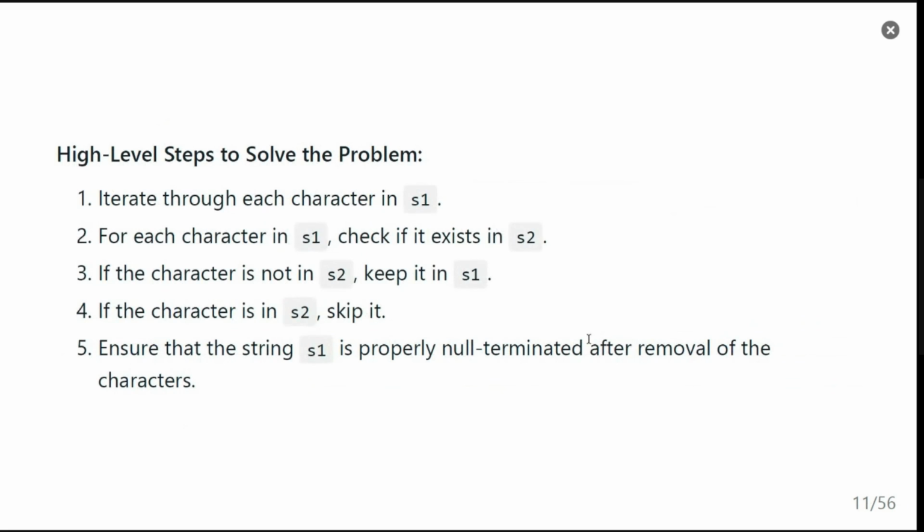The high level idea is we'll iterate through every character in S1. For every character there, we will check if it's inside the second string. If not, we keep it by just incrementing our index forward. If that is the case, we will override it actually in this case. Once we reach the end of string S, we'll add a new terminating sign at the end.